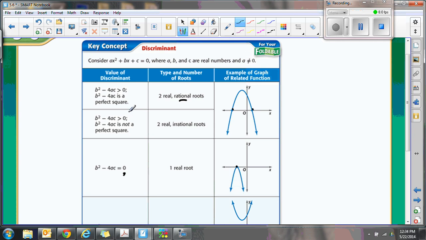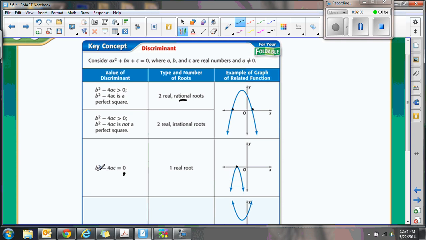If that discriminant is positive but it's not a perfect square, now you're going to end up with something like the square root of 3 or the square root of 5 in your answer. That is not a rational number because that square root can't be written as a fraction. So you're still going to end up with two real numbers, but those two numbers are going to be irrational roots.